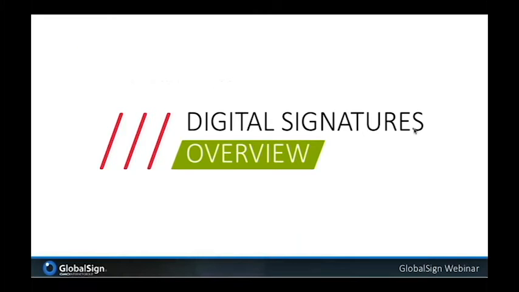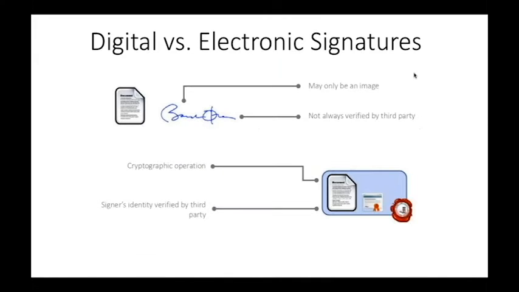Now that we've talked about the cost savings and the market drivers, let's do a quick overview on what digital signatures are. Firstly, you have to understand that not all electronic signatures are digital signatures. Electronic signature is a broad term used to refer to any type of digitized version of a physical signature and can be as simple as a scanned image of somebody's signature. The signature may or may not be verified by a third party and often does not contain any measures to prevent changes to the document.